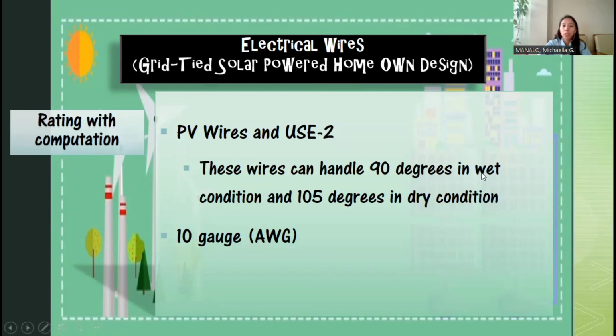So, pag wet season, bumababa ang temperature natin lalo sa mga lugar na nababaha. And then, pag dry season naman is masyadong mataas ang ating temperature. So, ito yung wires na pinaka-suitable kung gagawa tayo ng solar power home or PV setup. So, 10 gauge or AWG yung gamit nating size ng ating wire.